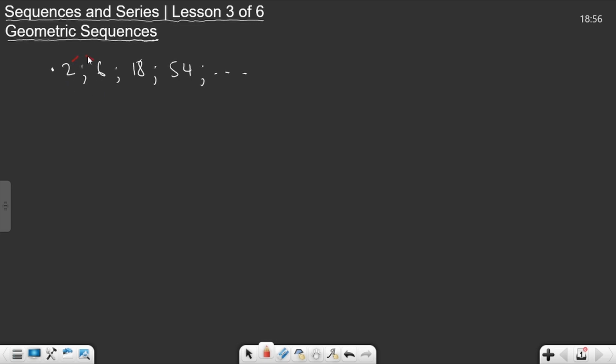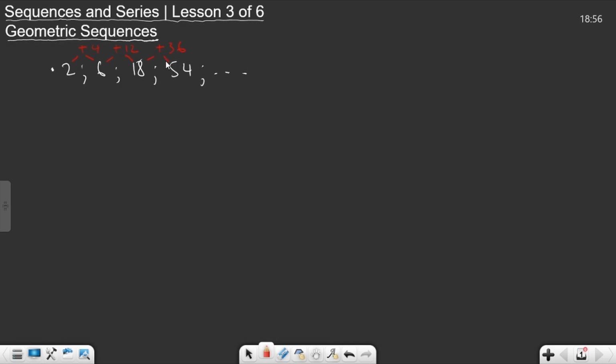From 2 to 6, you can see there is plus 4. From 6 to 18, plus 12. From 18 to 54, it is plus 36. If you take 54 minus 18, it will give you 36. So you can see the difference is 4, 12, 36. So there is no common difference here because the difference keeps on changing. It's 4, 12, 36.